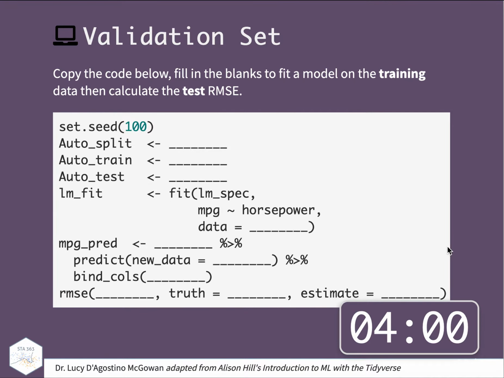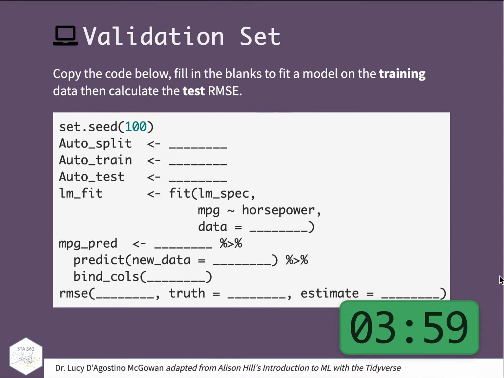What I want you to do here is copy this code and fill in the blanks. There are going to be a couple of steps. First, create the split object. Then pull out the training data set and the testing data set. Then fit the linear model that we've specified previously, but now fit it just on the training data. And then calculate the test root mean squared error. I'm going to give you 4 minutes to work on that. Go ahead and work on that in the same document that you used for the previous exercises.